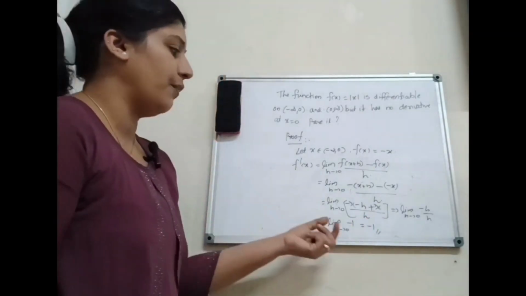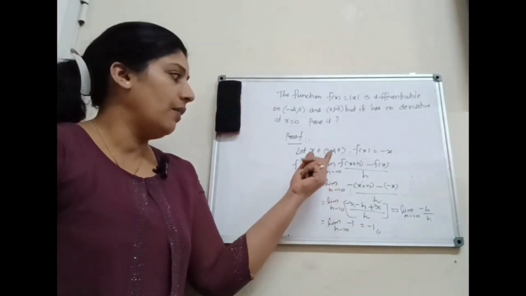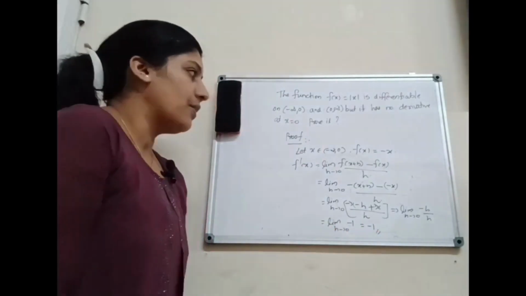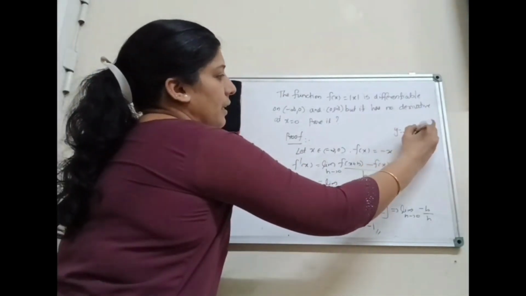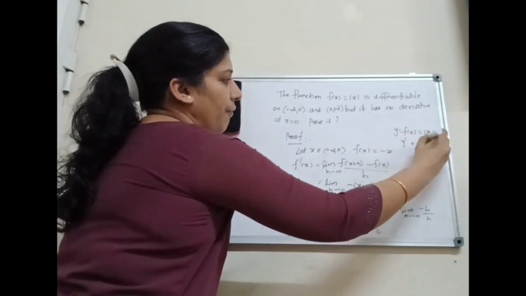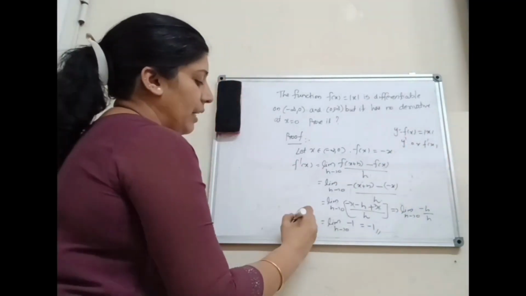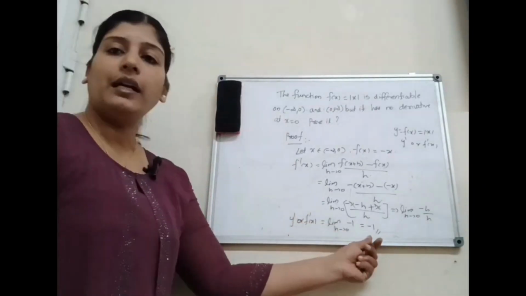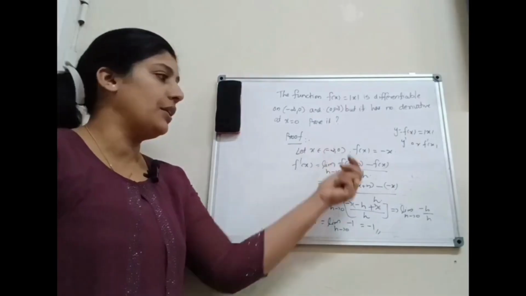That is, here f dash of x exists on the interval minus infinity to 0. Here f dash of x is equal to minus 1. That is, the function y equal to f of x is equal to mod x. Therefore, the derivative is denoted by y dash or f dash of x. Now here, y dash or f dash of x will be equal to minus 1, which exists on the interval minus infinity to 0.